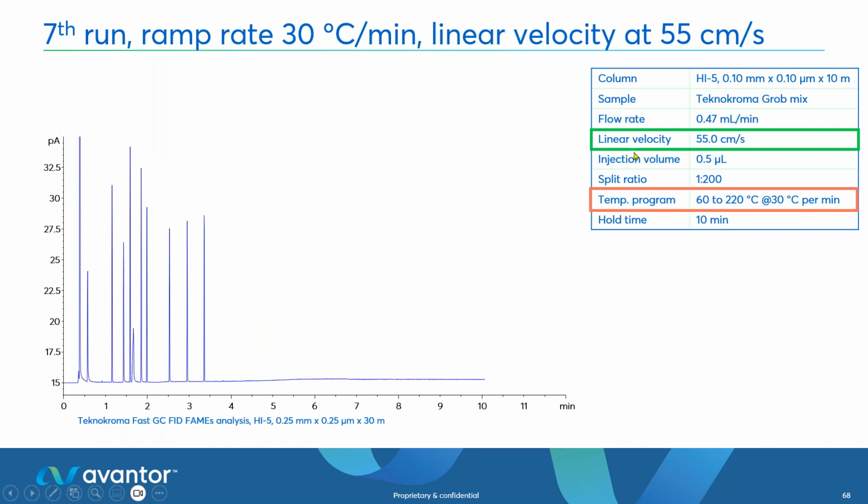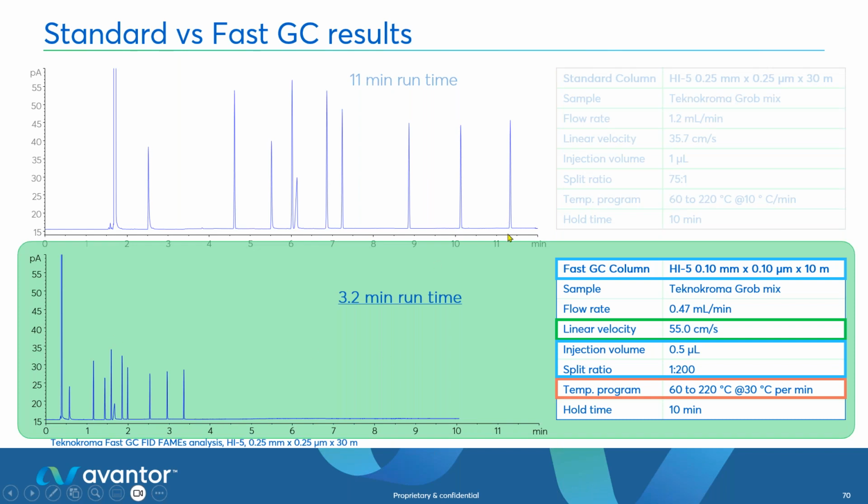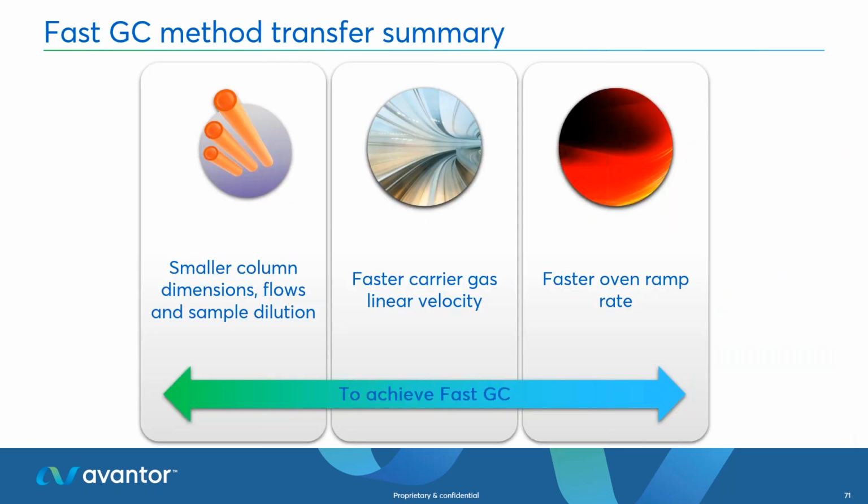Then the final run, we've got the increase in linear velocity, and we've got 30 degrees per minute for the oven ramp. And you can see we've got less than 3.5 minutes. So when we compare them, you can see we've gone from above 11 minutes down to 3.2 minutes. And really, we've not changed that many parameters. But as long as you're doing it step by step, you can monitor and check what's going wrong, go back, adjust, and you can try and find the optimal settings for fast GC method setup from standard GC.